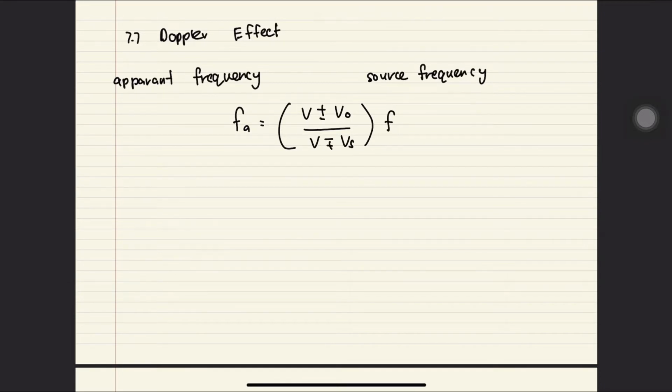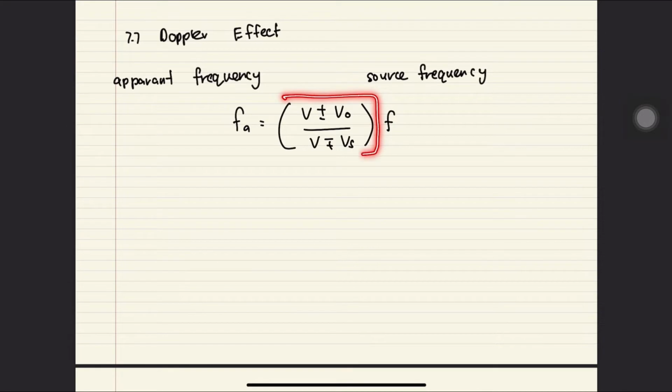Here you have only one formula. This is the formula for the Doppler effect. You have f_A that represents the apparent frequency. This is the one that you hear. The source frequency f is the actual frequency produced by the source. So you basically want to find f_A from f if you have some motion.